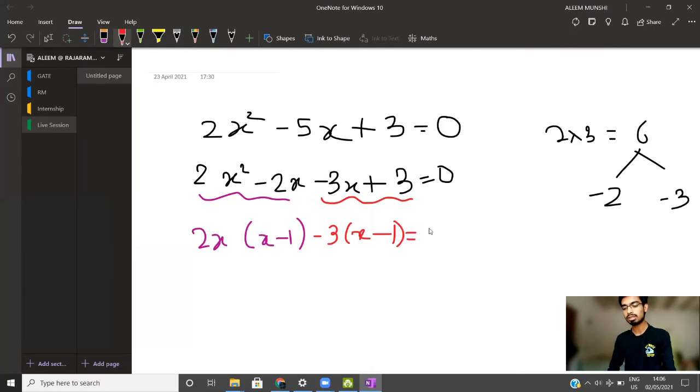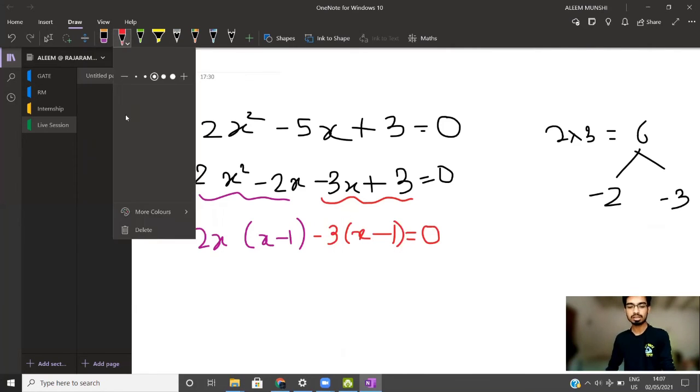Now one thing that you must keep in mind, that take things common which make these two brackets, that is x minus 1, x minus 1, you have seen, we get two identical brackets. So we have to take things common in such a way that we get two identical brackets. If I had taken plus 3, then the brackets would not have been common. So take things common in such a way that the two brackets we get must be identical.